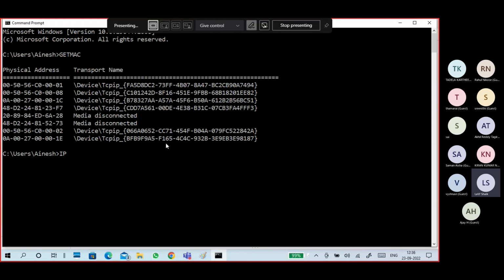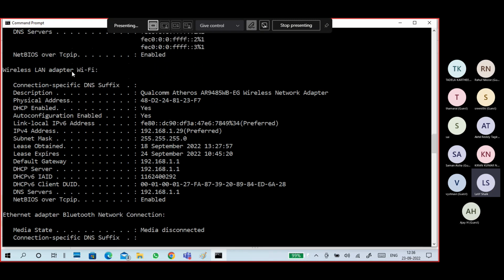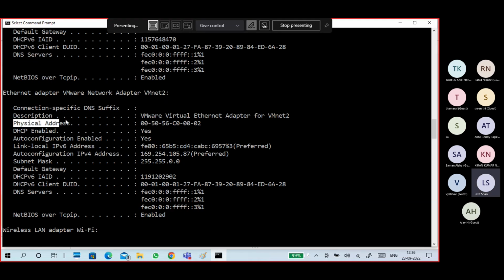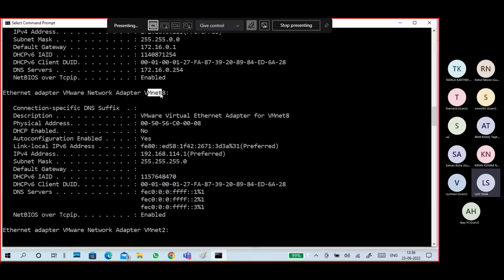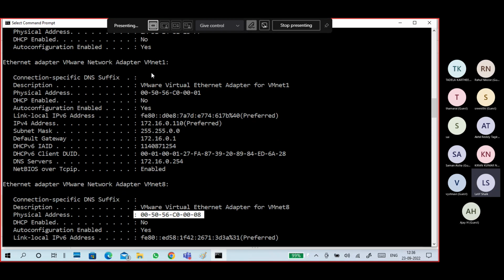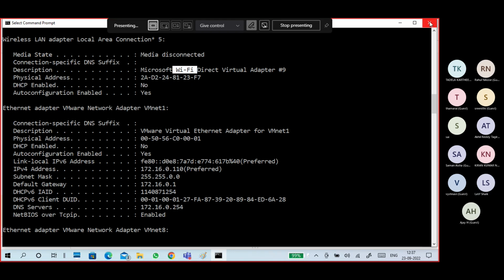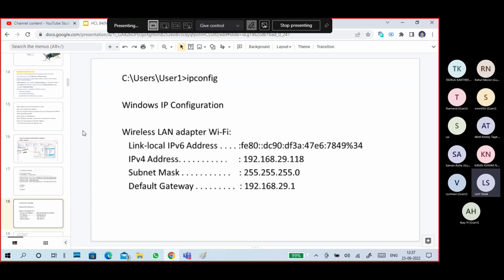Also, you can get a MAC address by using ipconfig /all. ipconfig space /all. So here it is. This is my Wi-Fi and this is my physical address. This is my VMnet2, this is my physical address. This is VMnet8, this is my physical address. This is my VMnet1. So every NIC has its own address, either a virtual NIC or a physical NIC, either a wired NIC or a Wi-Fi NIC. It contains a MAC address. Okay, so that is the point here, guys.